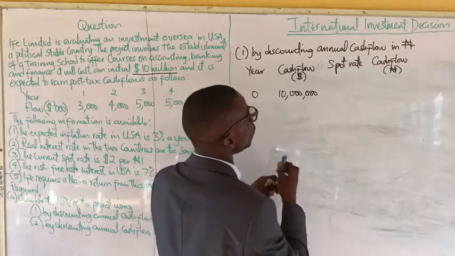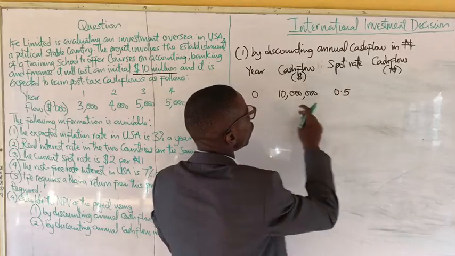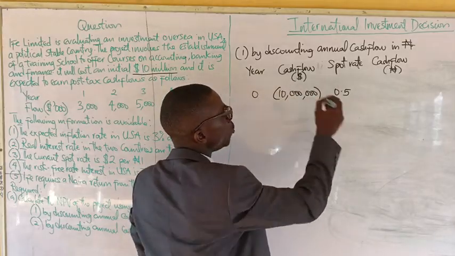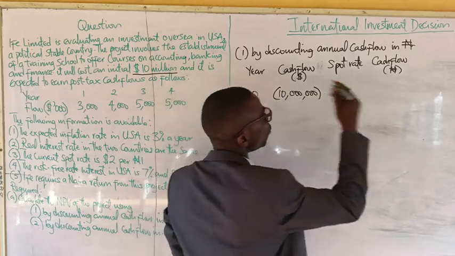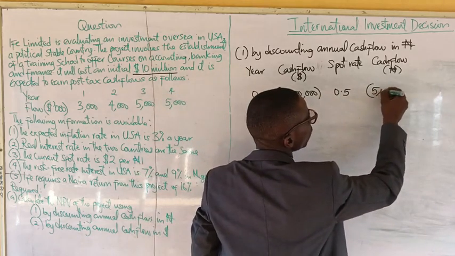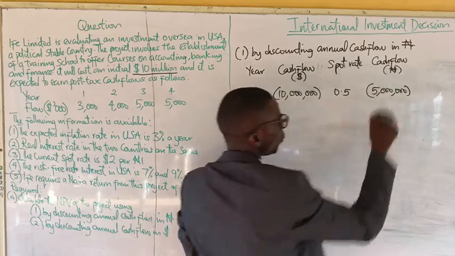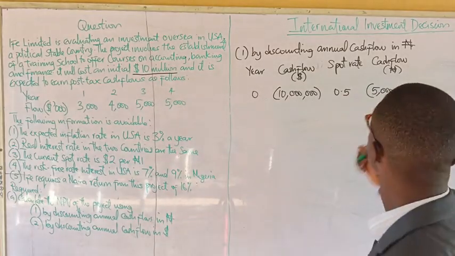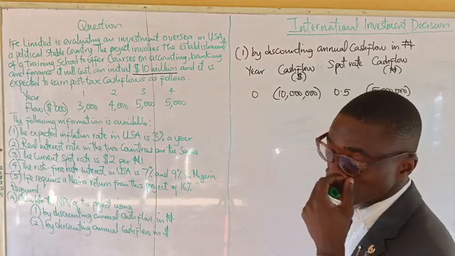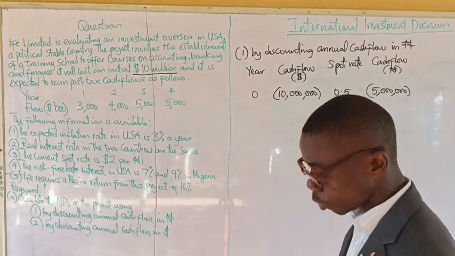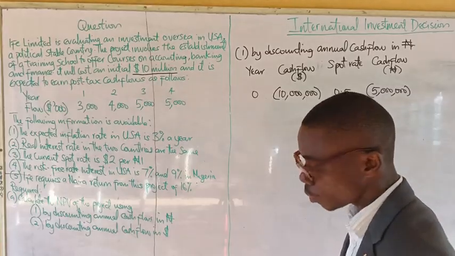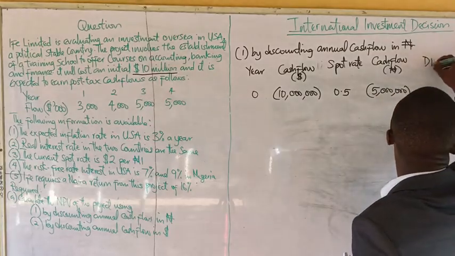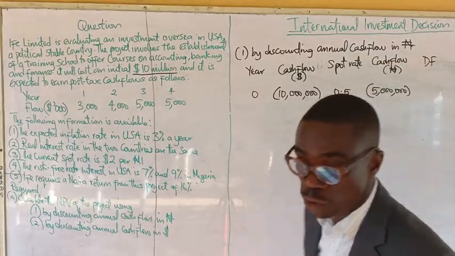So the spot rate will be 0.5. So 0.5 times this will give us how much? Don't forget it is an outlay, so it will be in brackets. So 0.5 times 10 million will give us I think 5 million, which is half of this. Am I communicating? So after we have converted it to naira, what's the next thing we should do? We should calculate the discounting factor.